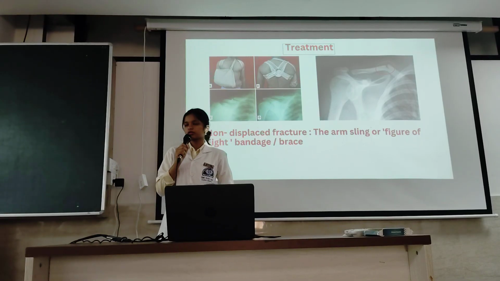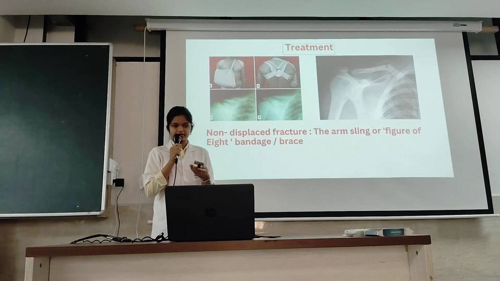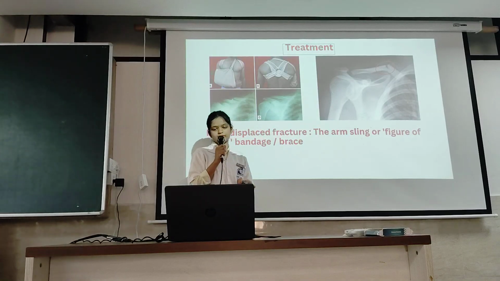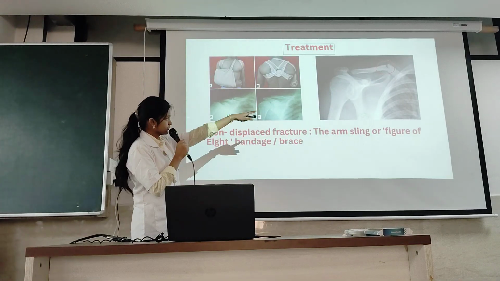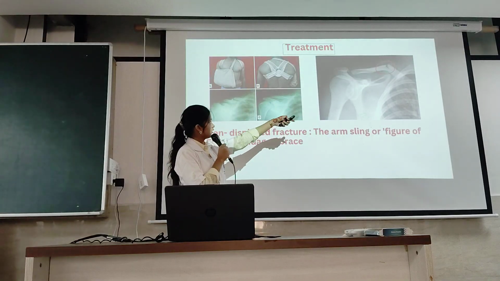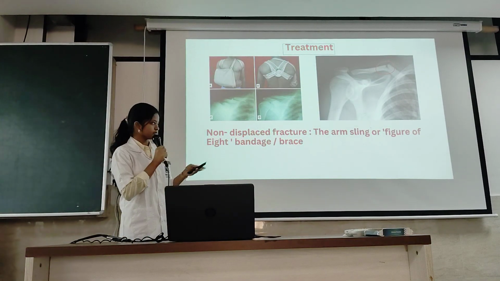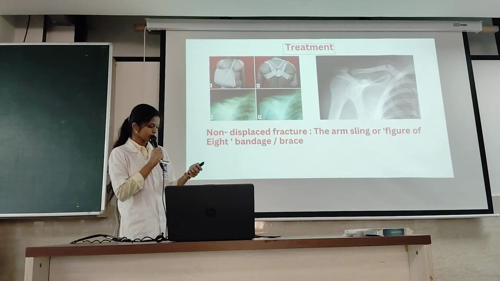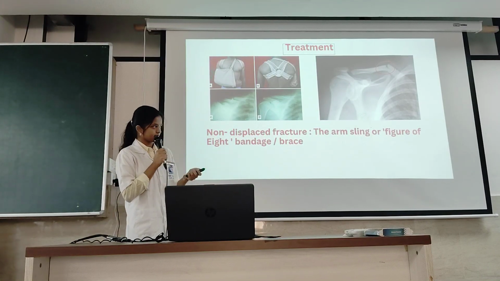So now uncle has fallen, he has been taken to the hospital and now he is being treated. Depending upon how severe his injury is, treatment is given. If the fracture is a non-displaced type of fracture, as you can see over here in the X-ray, he can be treated with a conservative treatment such as a sling or a figure of 8 bandage. And in this, it will provide stability and help in the healing process.